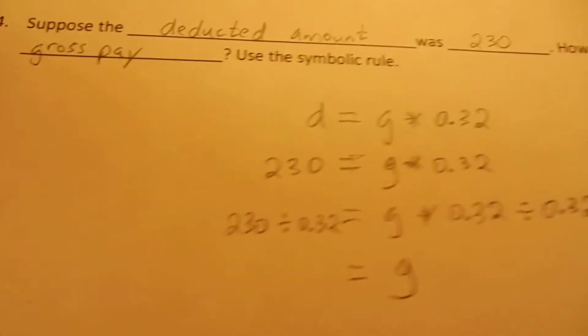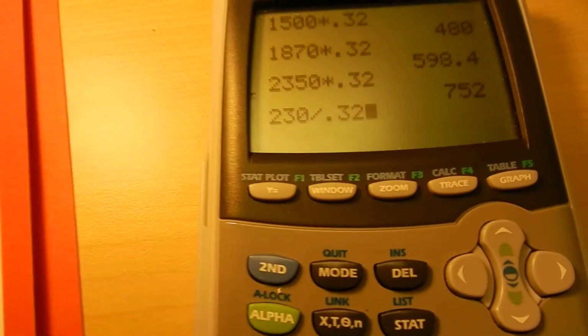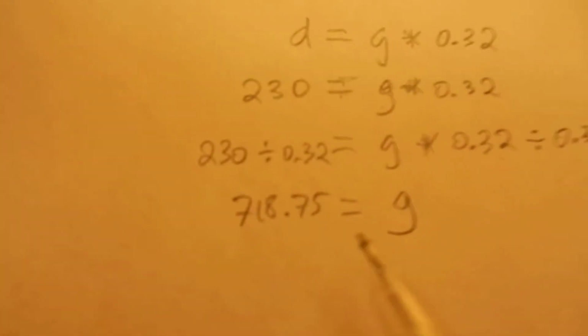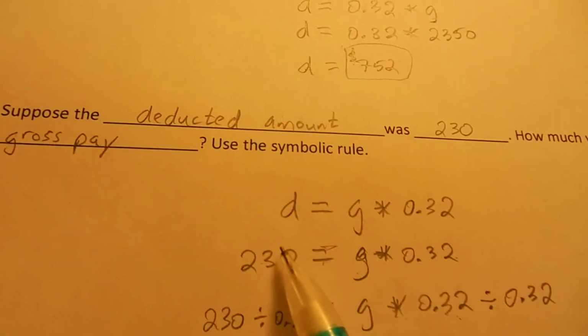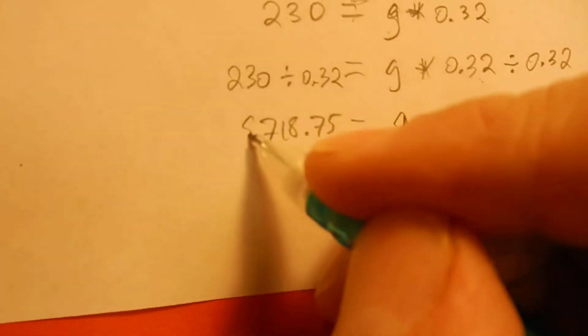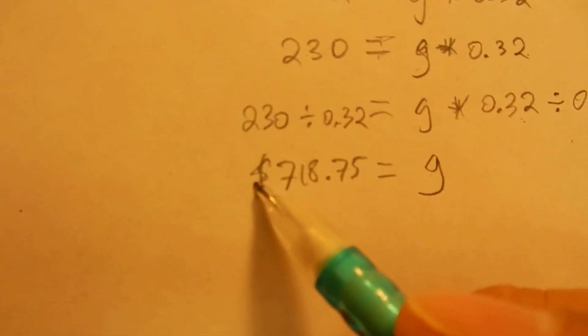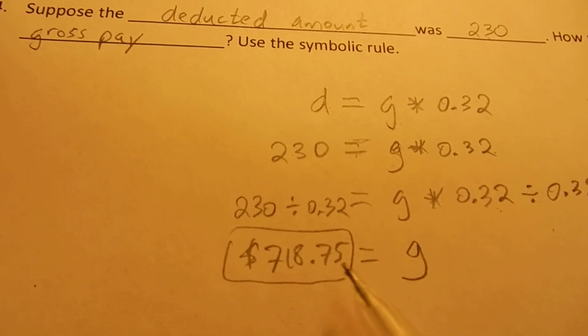And so there's the division that will give me the value of g that makes this true here. So 230 divided by 0.32 gives me 718.75. So this person would look on their paycheck and their gross pay would be that, given that their deducted amount was that amount right there. So let me put the units of measure, dollars. So that means their gross pay on their paycheck was $718.75.